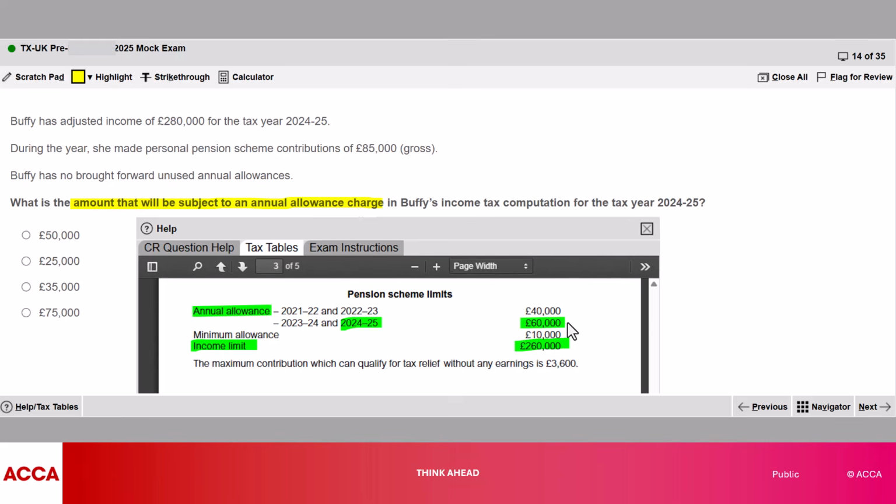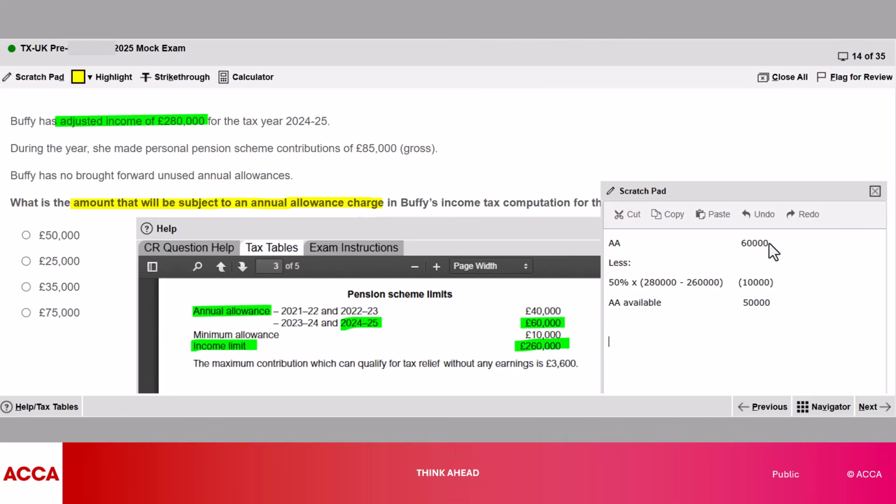However, we've got Buffy with adjusted income that is greater than the income limit. And that means that we're going to have to reduce that £60,000 annual allowance. And this is the bit that you have to remember. It works in exactly the same way as the personal allowance. We're going to reduce by half of the excess. So into the scratch pad.